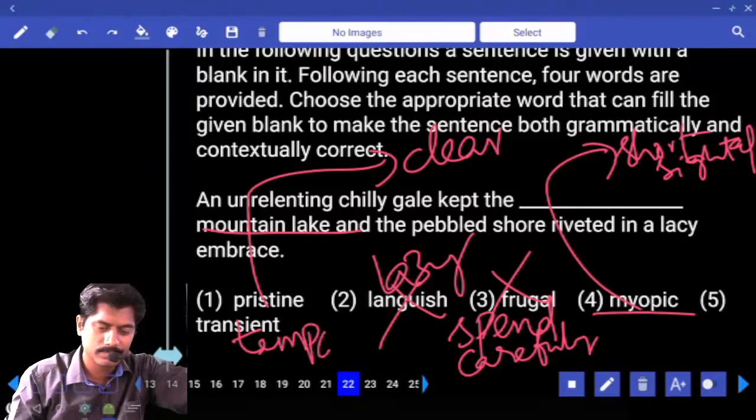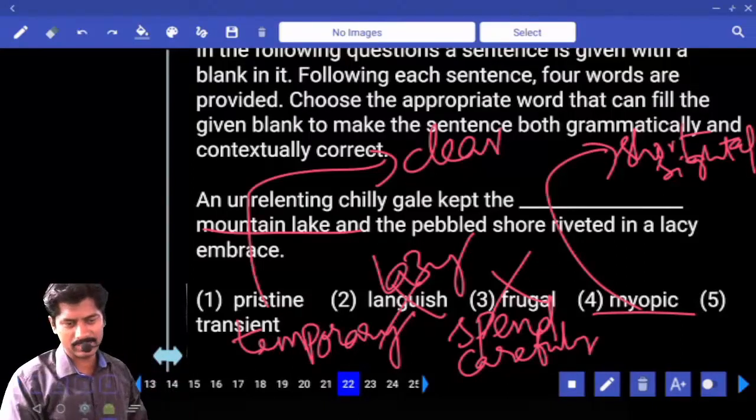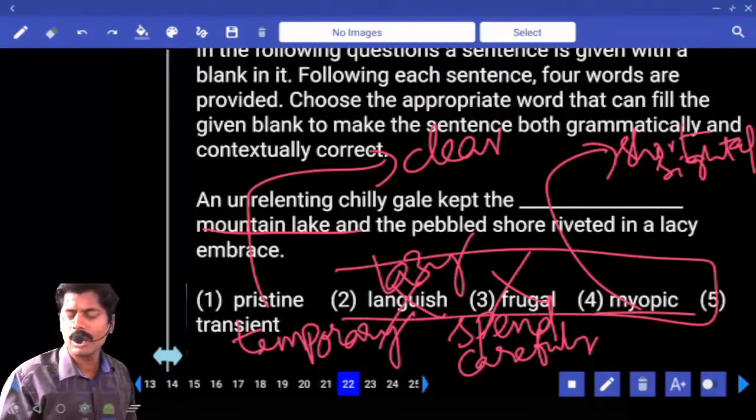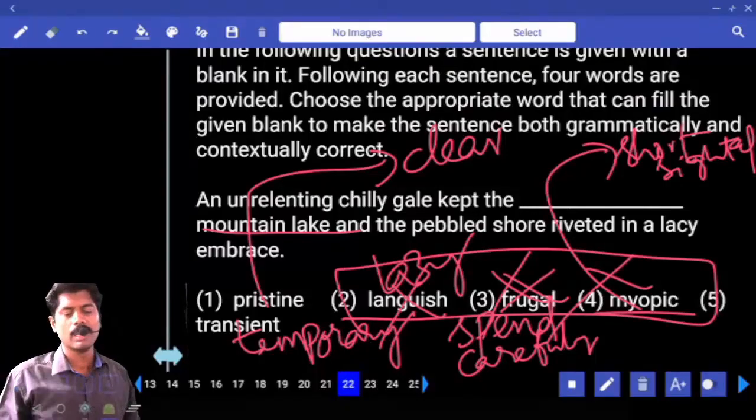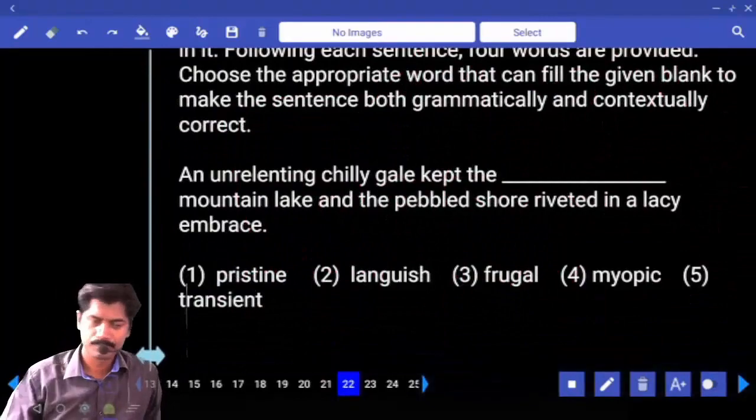Trans means always moving. So what kind of lake? The mountain lake. Temporary lake, clear lake, lazy lake. See, 2, 3, 4 are related to people, not for a lake. Answer 1 or 5. Answer 1. Pristine.